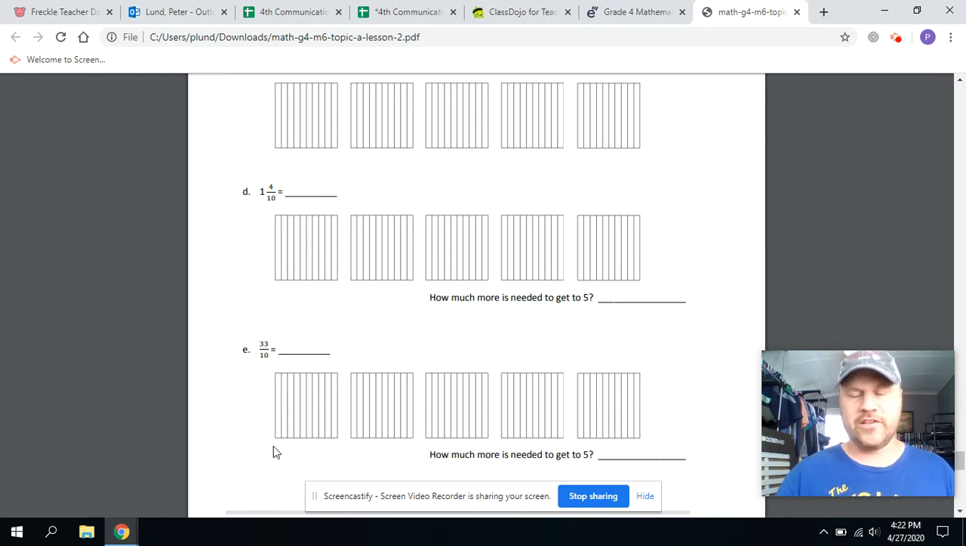Oh, and then they try to get tricky with this. 33 tenths. Well, there's 10 tenths shaded in, 20 tenths shaded in, 30 tenths shaded in, 31 tenths, 32 tenths, 33 tenths shaded in. So it's equivalent to 3 wholes and 3 tenths. 3 and 3 tenths. Or, as a decimal, 3.3. How much more to get to 5? Well, we got 2 wholes here. And then unshaded, we would have had 7 tenths. So 2 and 7 tenths, also known as 2.7.